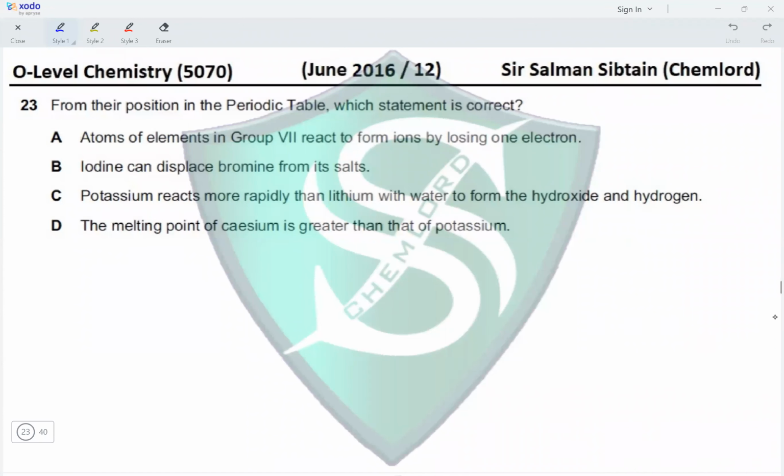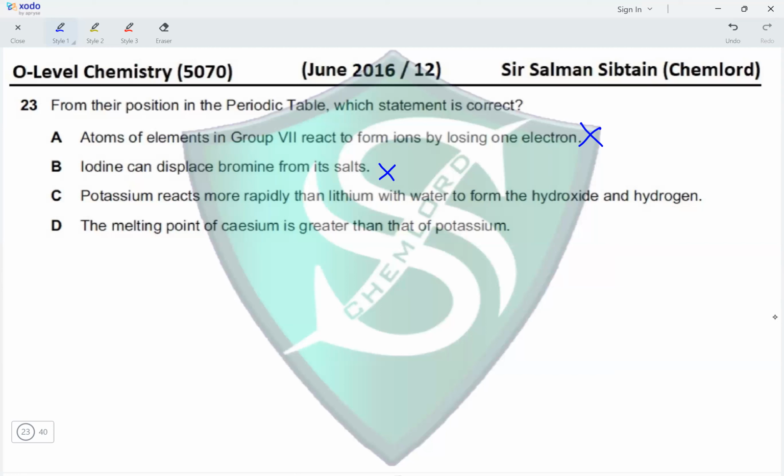Question 23. From their position in the periodic table, which statement is correct? Atoms of elements in group 7 react to form ions by losing one electron. So if they lose an electron, they would form a positive ion, whereas all group 7 elements gain an electron and form negative ions. Iodine can displace bromine from its salt. Iodine is less reactive than bromine and therefore will not be able to displace bromine from its salt.